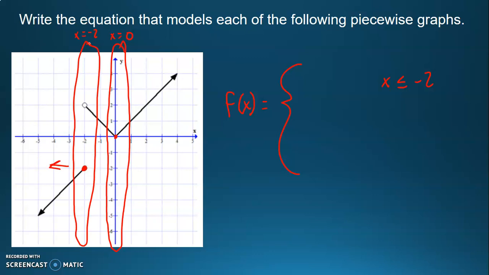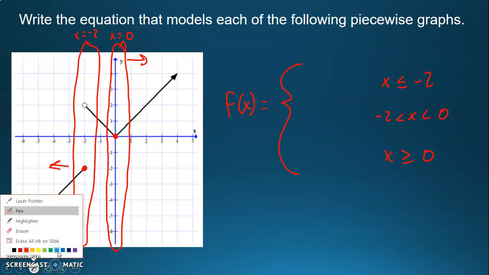Then I'm going to go between negative 2 and 0. So I'll say negative 2 is less than x is less than 0. And then I'm going to the right of 0. So that would be x is greater than or equal to 0. Now this bar could have been here. That's the exact same thing because they meet at a colored in dot. This one needs to be on the less than because that's where the colored in dot is. So now let's come up with our 3 separate equations that model this.